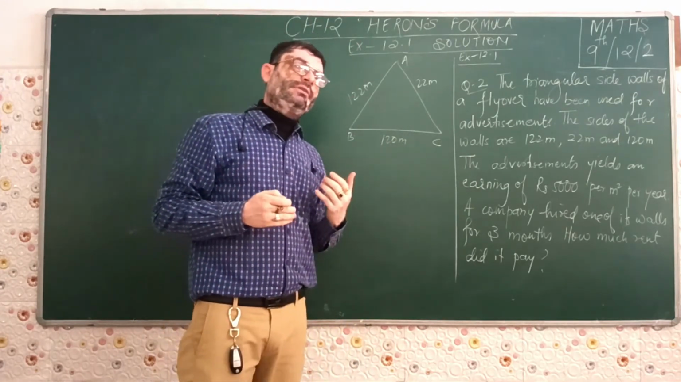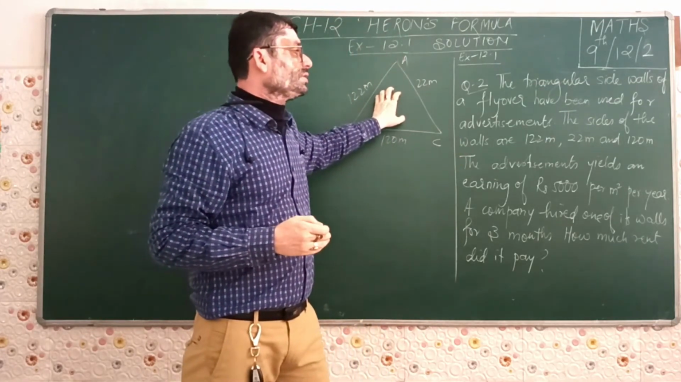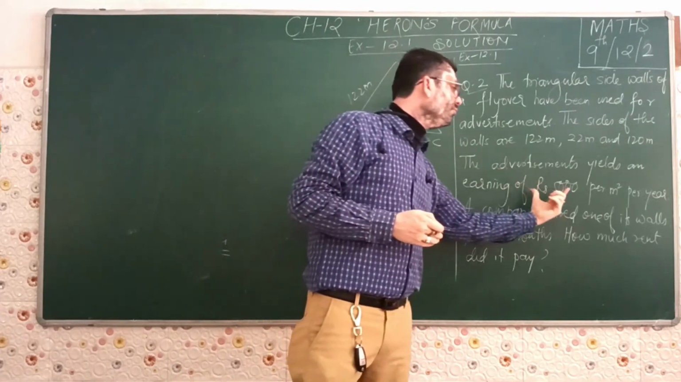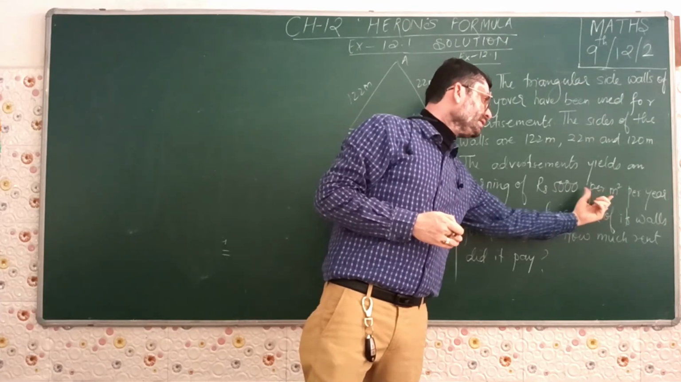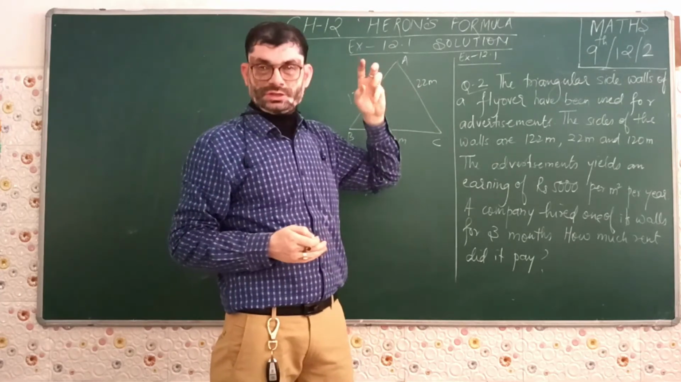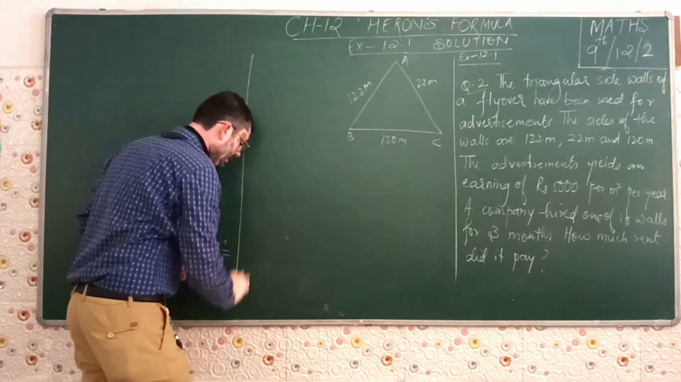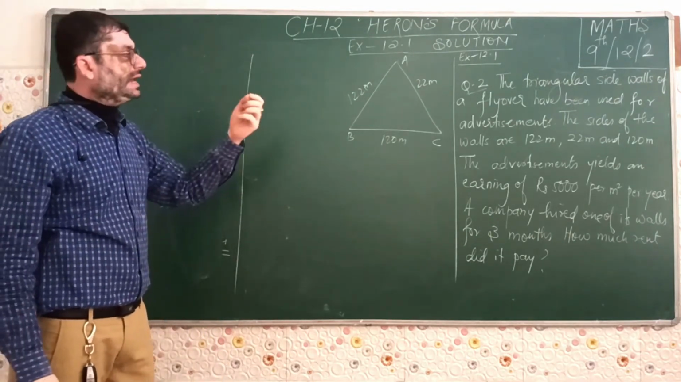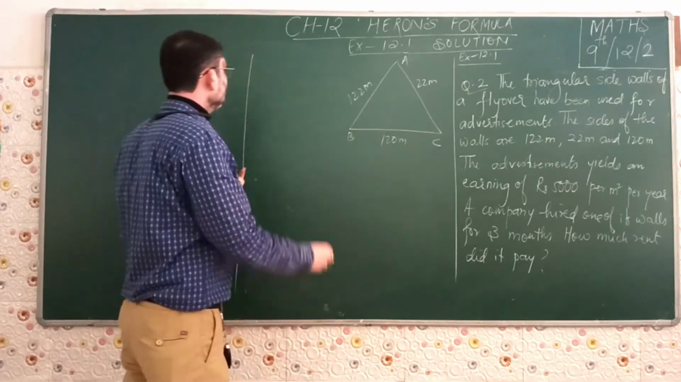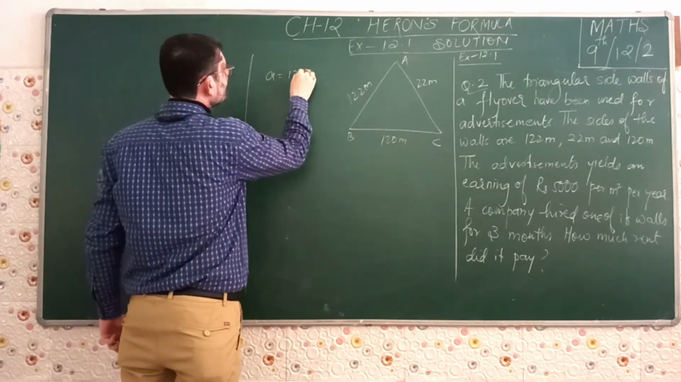So first of all, we will have to know the area that is being used for advertisement. After knowing the area only, we can move to the earning. That is, for 1 meter square it is 5,000 for 1 year, then how many meter squares are being used? Then only the rent can be found. So first of all, let us find out the area used for advertisement, and it can be found out by Heron's formula.